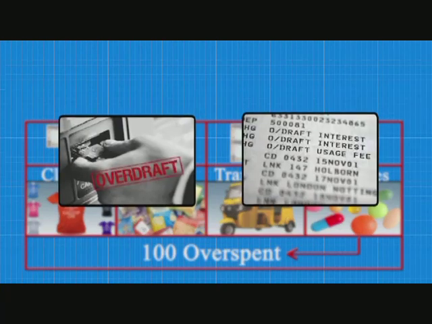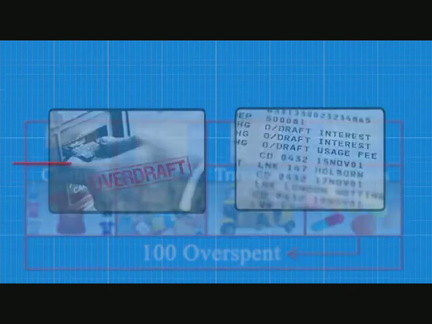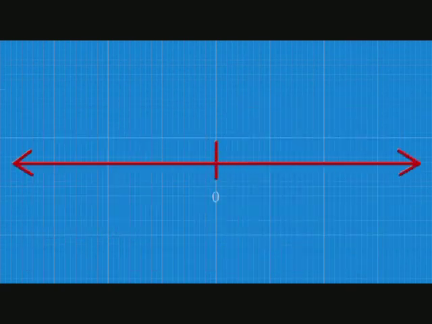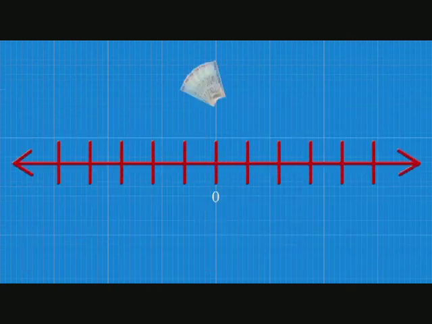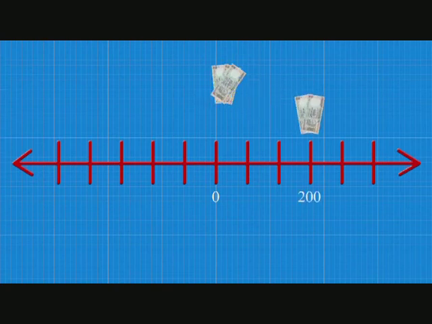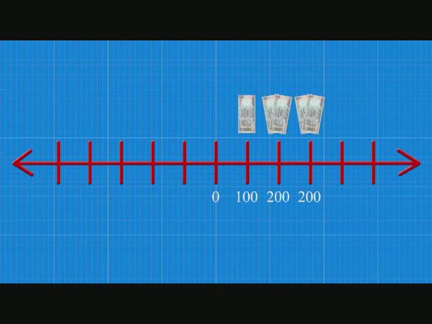My bank would call this an overdraft. In mathematics, we call this a negative number. If we represent this idea on a number line, having money is positive. As we spend, we move down the line till we go into negative, which means we owe money.